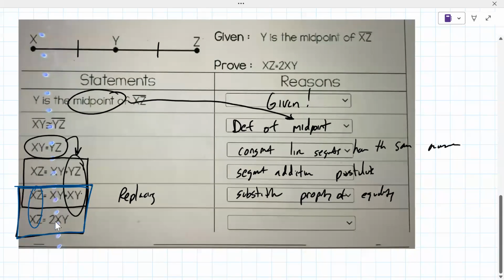So what is XY plus XY becomes 2XY? Like, what's a word that you see that could be part of the answer here? What are you doing to go from XY plus XY to 2XY? You're adding. So you're looking for something like addition, or maybe it's simplify. It depends what's in the drop down. Yeah, I think so. Is that it? Yeah, that's it for this one.